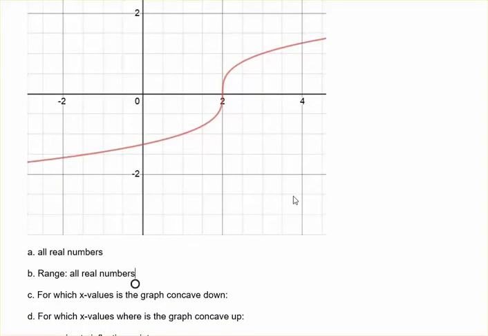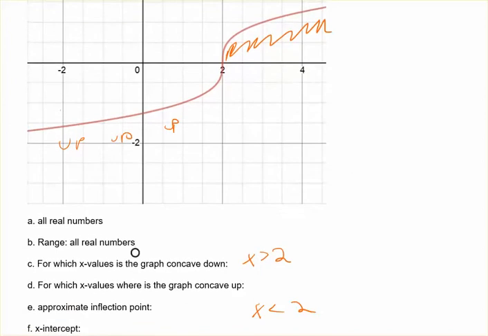Okay, where is it concave down? Let's see. We have concave down over here, right? So it looks like from x greater than or equal to 2, probably to infinity. So I'm going to say that x, it's probably just greater than 2. 2 might be the inflection point there. For which x values is the graph concave up? Well, that is over on this side. This is concave up over here. So that would be x is less than 2.